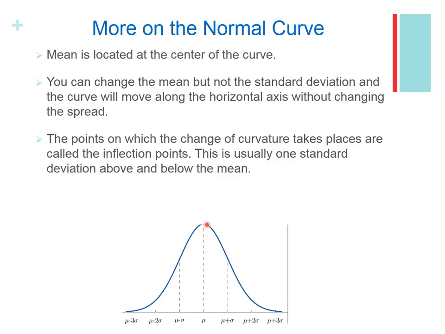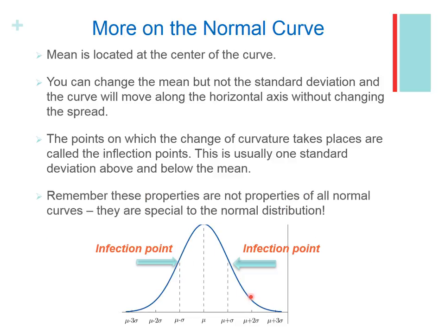The points on which the change of curvature takes place, if you remember this from calculus, so if we take a look here, at this point down here, my curve, instead of going down, is starting to curve up. If I start at the top, I'm going down, and at this point right here, my curve is starting to go back up again. They are called inflection points. It's an inflection point because your graph is changing concavity from concave down to concave up. This always takes place at one standard deviation above and below the mean. So here are my two inflection points. Concave down, I hit that point, and it starts to go concave up. Remember, all of these properties that we're talking about are not necessarily properties of all curves. We're specifically talking about a normal distribution.